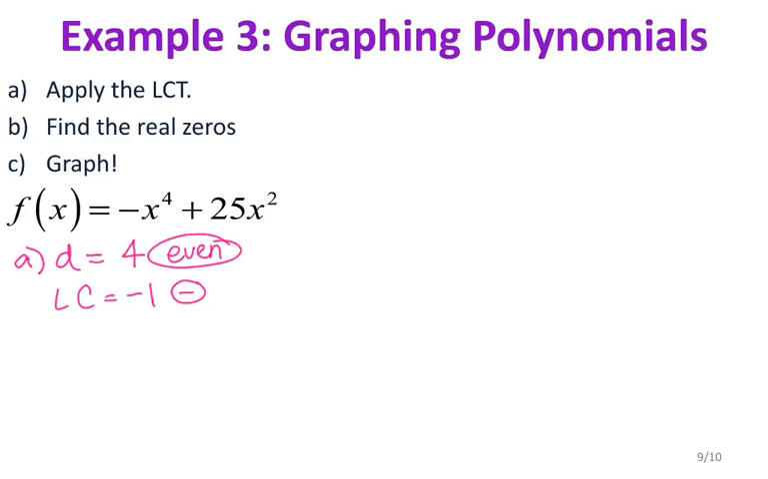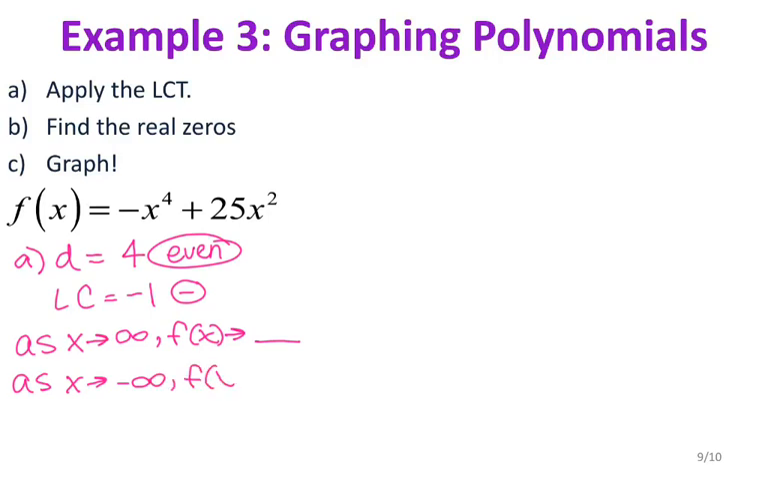And then from here, I'm going to write out my end behavior. So as x approaches infinity, f of x approaches. As x approaches negative infinity, f of x approaches. And then, just like with the last one, your leading coefficient will tell you the sign of the first infinity. And since this degree is even, that means my infinities are going in the same direction. So this one will also be negative infinity.